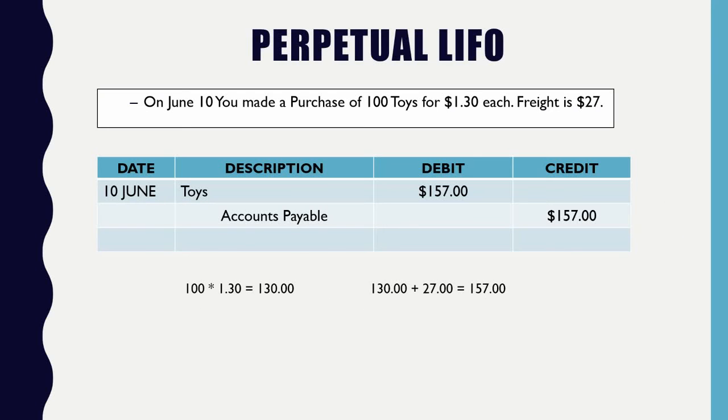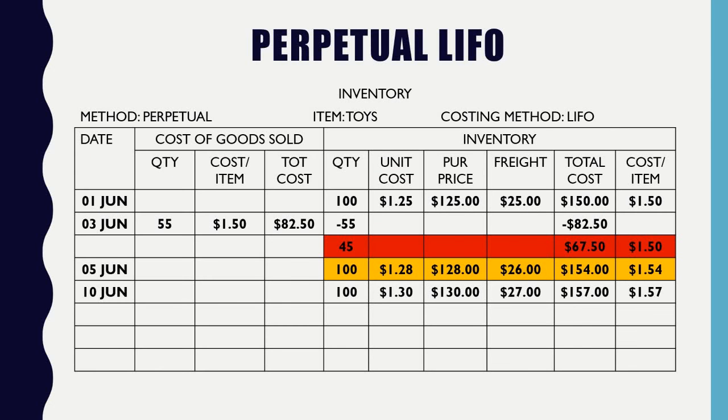On June 10, we made another purchase of 100 items at $1.30 plus freight of $27. So this time we added another batch. When we sell items, we're going to be using our third batch, which is going to be the green batch. All right, and that's our third batch. So we're going to start from green, make our way to yellow, and then make our way to red. Okay?